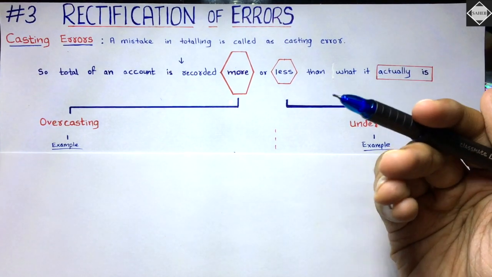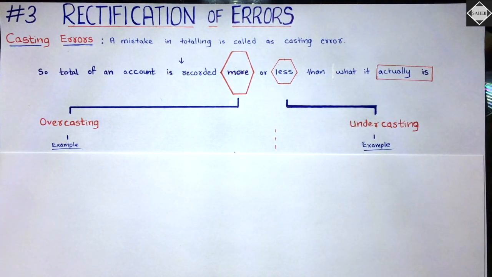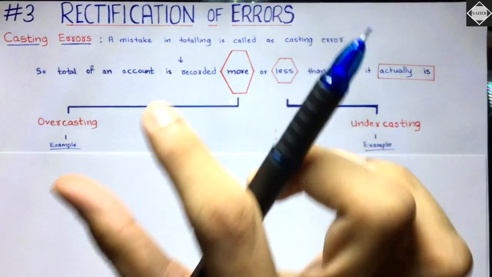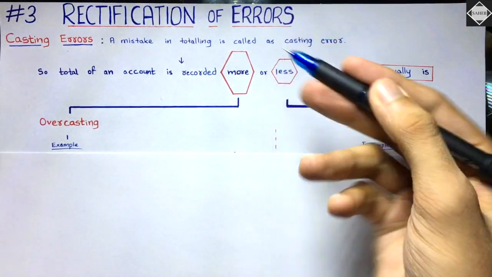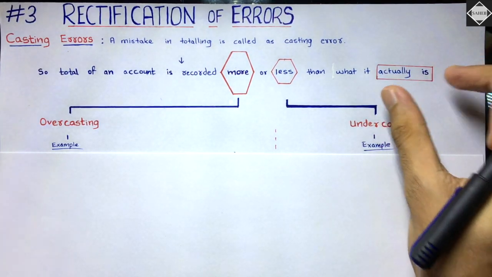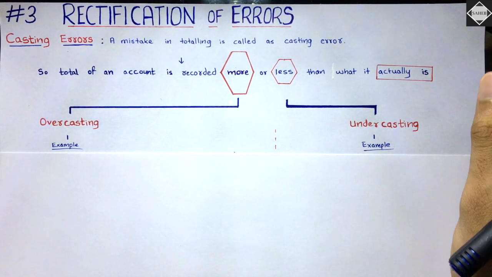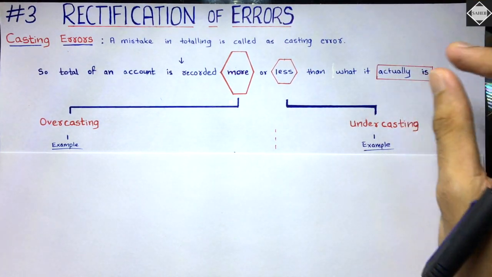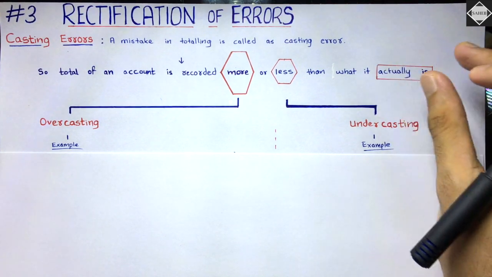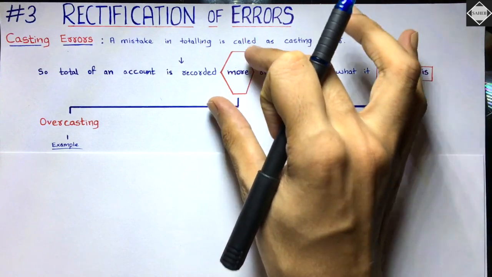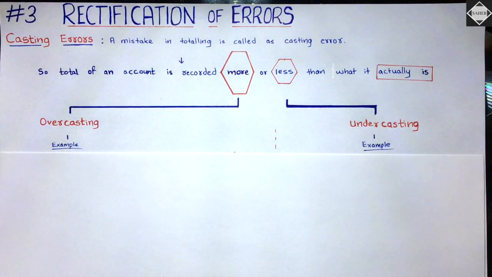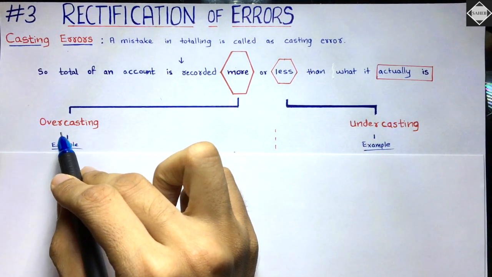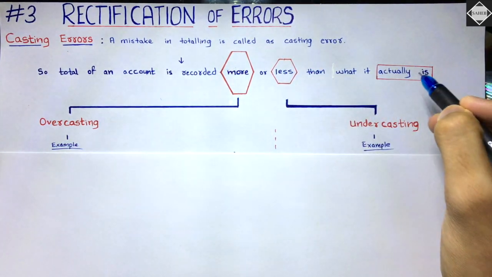Now you have to understand properly the effect of this casting error. What can happen is that the total of a specific account can be recorded more or less than what it actually is. For example, let's say there are a few items in one account, and if you add them up, it actually becomes 1000, but you recorded it as 1400, more than what it actually is. This scenario is called overcasting.